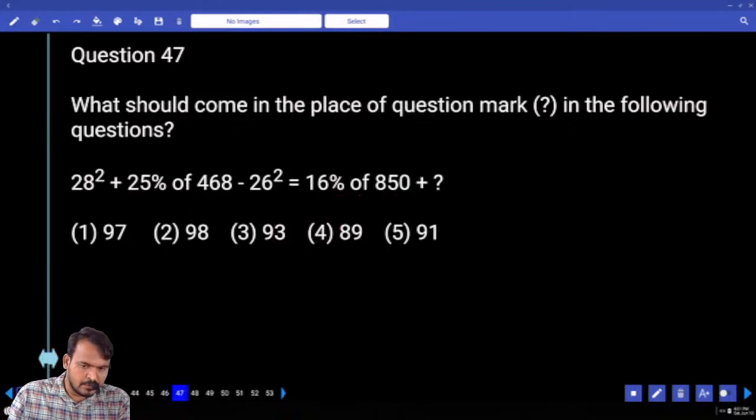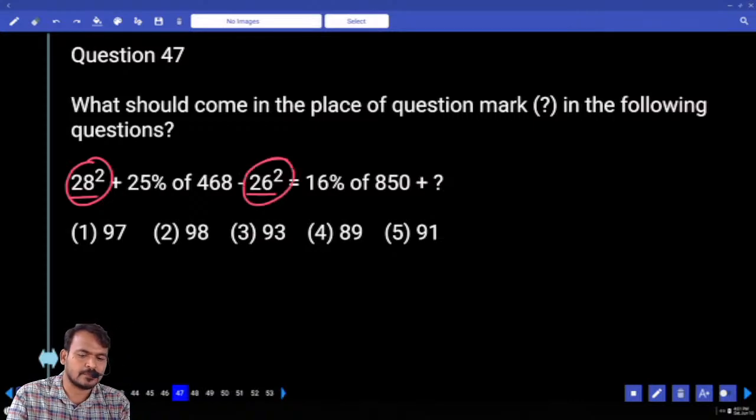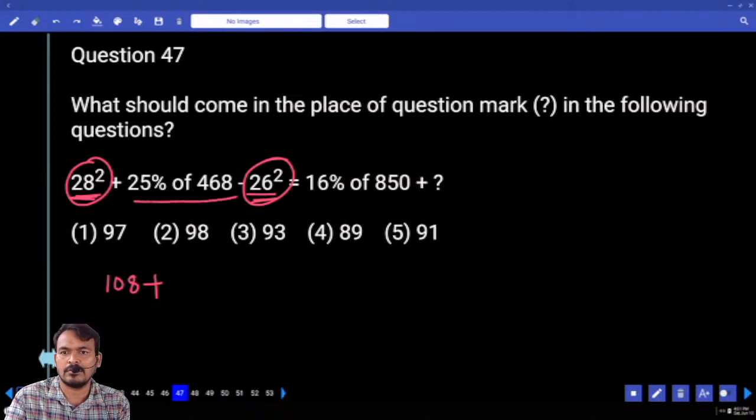Next. First priority, 28 square and 26 square. The difference, okay, means a square minus b square format, a plus b into a minus b. 28 plus 26, 54. 28 minus 26, 2. 54 2s are 108. Next, 25% of 468. Half, again half. What is the 1/4 value?